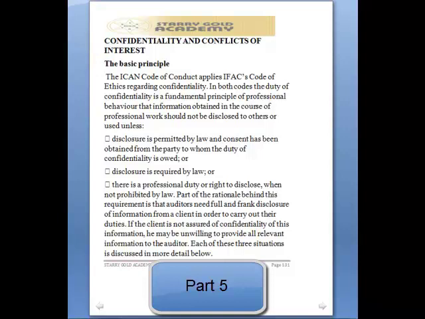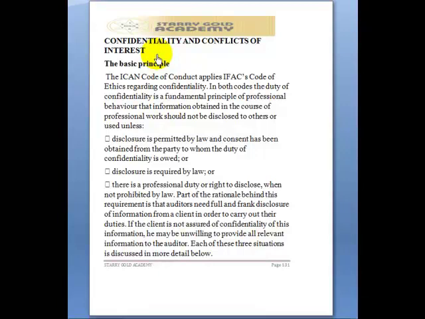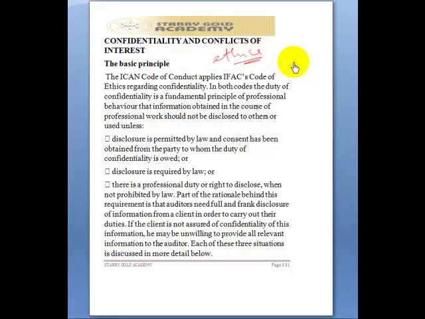Welcome back. We want to examine confidentiality and conflicts of interest. We're still looking at ethics, the rules of professional conduct, and confidentiality is also a key aspect. Conflict of interest also always comes in. The basic principle, we said, is that the ICAN code of conduct applies IFAC's code of ethics regarding confidentiality.